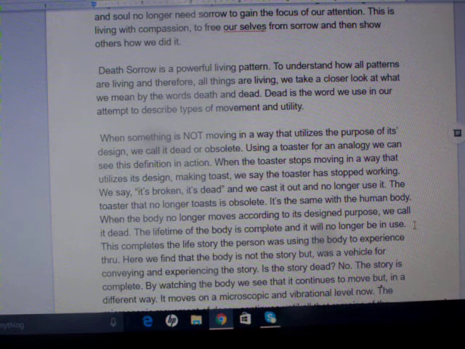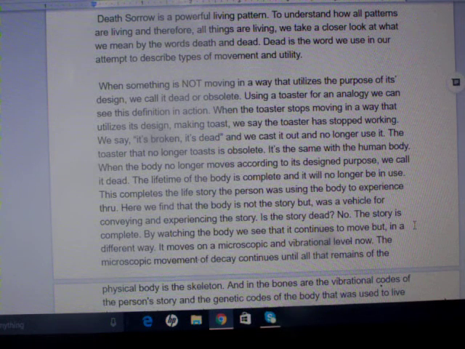It's the same with the human body. When the body no longer moves according to its designed purpose, we call it dead. The lifetime of the body is complete, and it will no longer be in use. This completes the life story the person was using the body to experience through. Here we find that the body is not the story, but was a vehicle for conveying and experiencing the story.